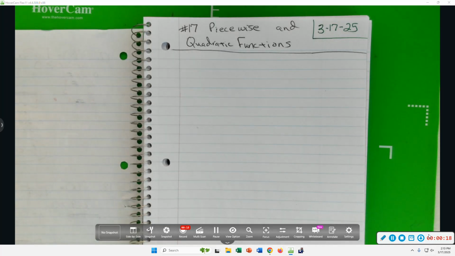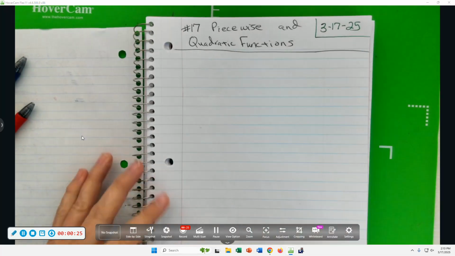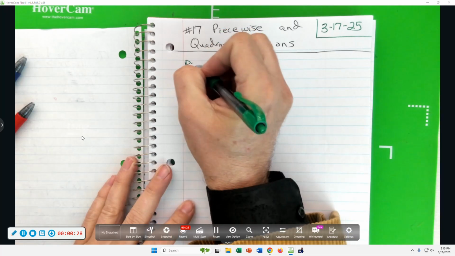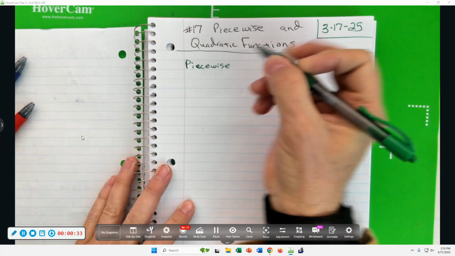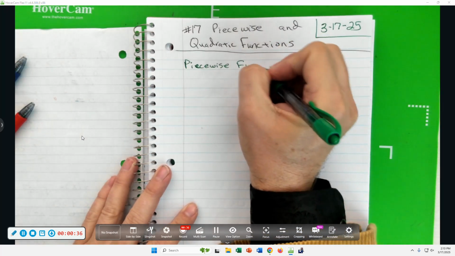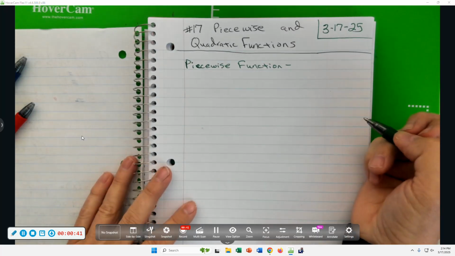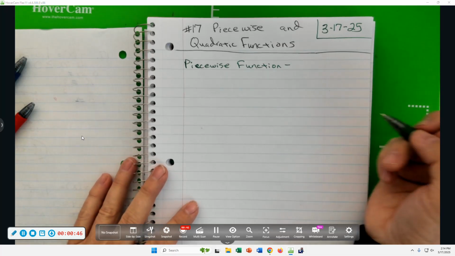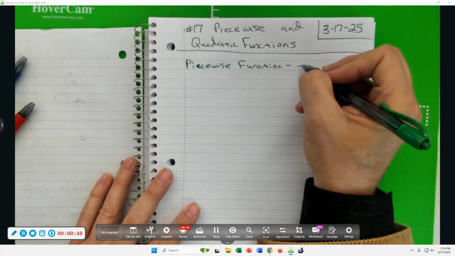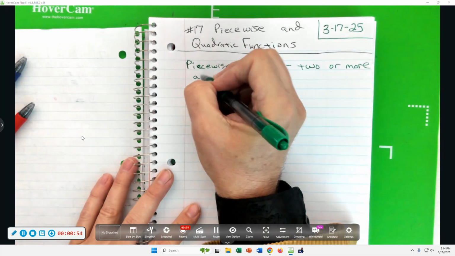We'll start off, what do we mean by piecewise function? I'll start off with my green pen since it's St. Patrick's Day. A piecewise function, P-I-E-C-E-W-I-S-E, is a function that's defined using two or more algebraic expressions. It's not just y equals 3x minus 7. There are two or more algebraic expressions.